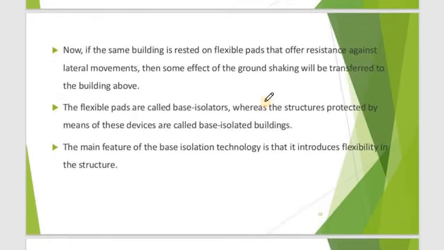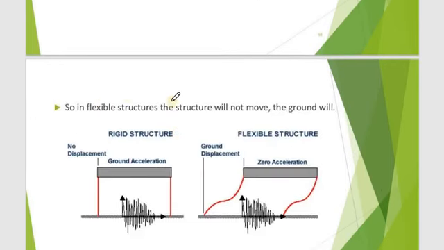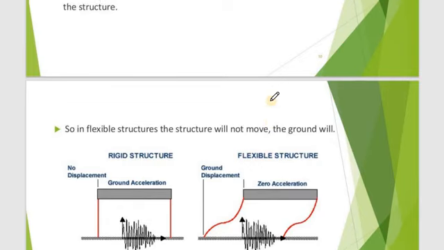Now, if the same building is resting on a flexible pad that offers resistance, some effect of the ground shaking will be transferred to the building. So, flexible pads are base isolators, whereas the structures protected by means of such devices are called base isolated buildings. The main feature of base isolation technology is that it introduces flexibility in the structure. So, in flexible structures, the structure will not move, the ground will move. That is a very important thing.